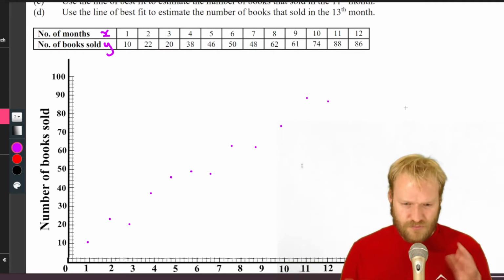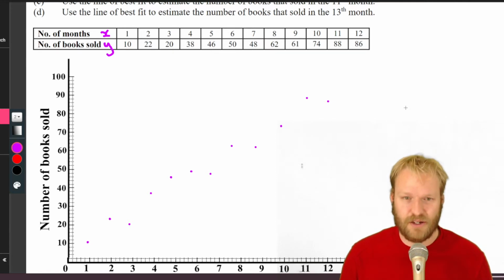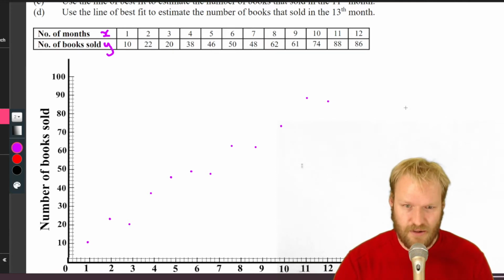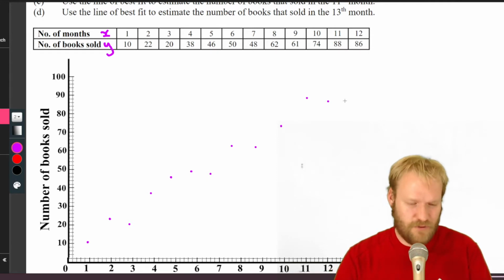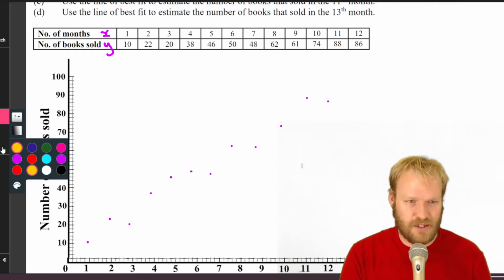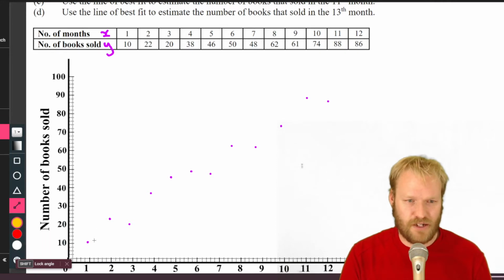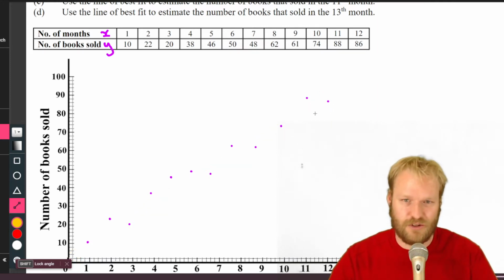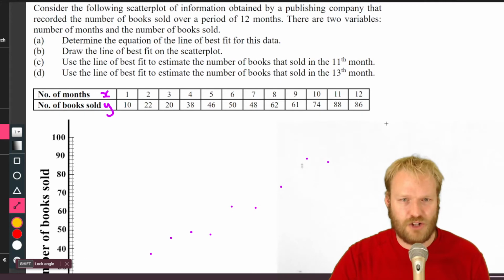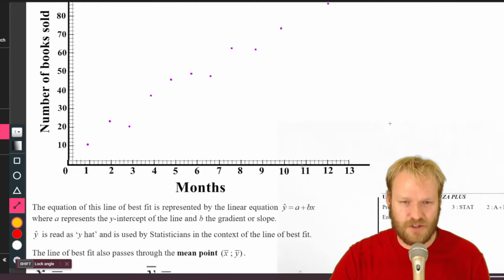Okay, so if you look at all of those points up there, hopefully it looks like there's a trend going on. This is the point of this section: these trend lines, or regression lines. We want to see if we were to draw a line, there's a line that describes those points fairly well. That's what we're going to do now. So determine the equation of the line of best fit for this data.